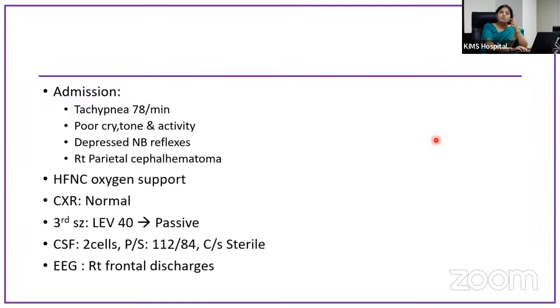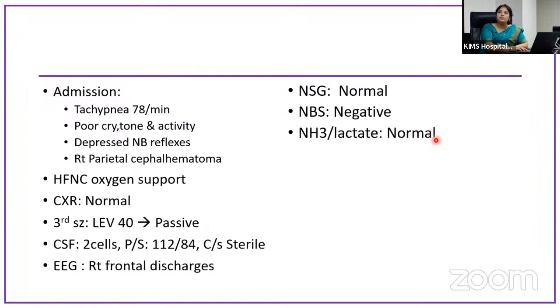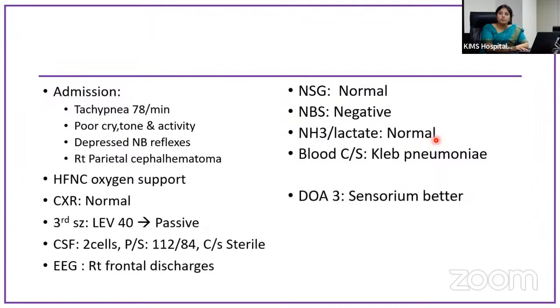Now, the child was on HFNC oxygen support at our center. The chest X-ray was normal. After the third seizure, after admission, the levetiracetam was increased, following which the seizures were controlled. The CSF was okay and the EEG was showing right frontal discharges. Neurosonogram was normal. The newborn screening was negative. Ammonia and lactates were normal. Blood culture sensitivity showed Klebsiella pneumoniae, it grew Klebsiella pneumoniae. And by day 3 of life, the sensorium was better.